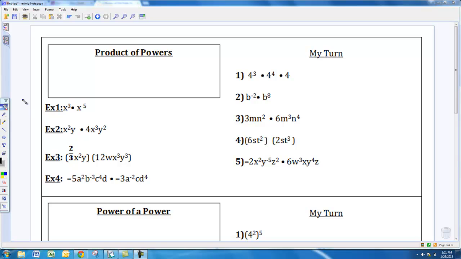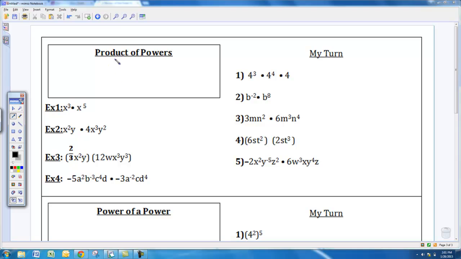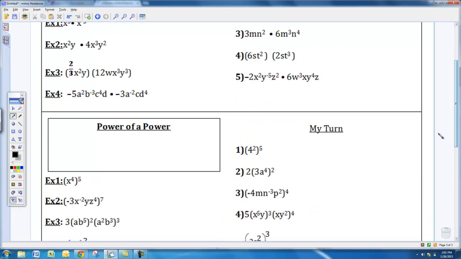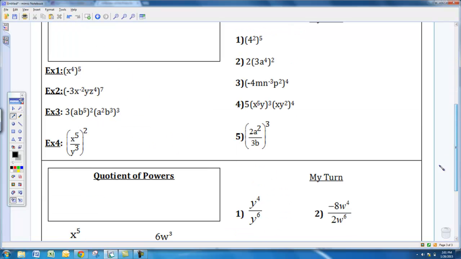Hello everyone. In today's video we're going to cover three different laws of exponents. We're going to cover the product of powers, the power of a power, and the quotient of powers rule, and we'll do a few examples of each.